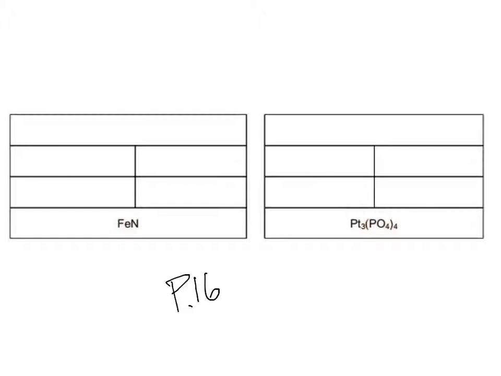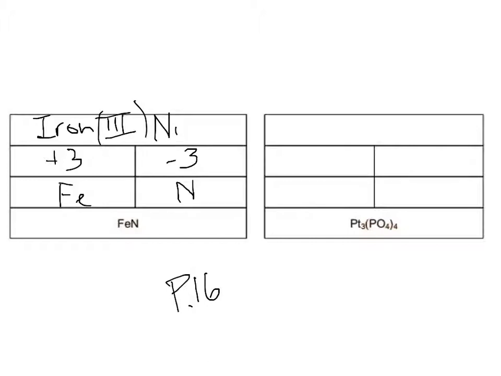First part, you just sort of break up your ionic compound into the 2 parts. Here we have Fe, and here we have N. We know the charge of N, nitride, it's -3. So if N is -3, Fe has to be +3 so that it balances. And then the name of Fe +3 is just iron, Roman numeral 3, nitride.